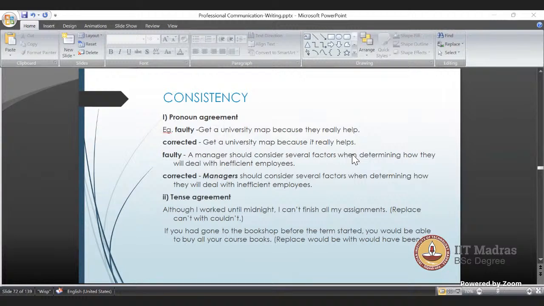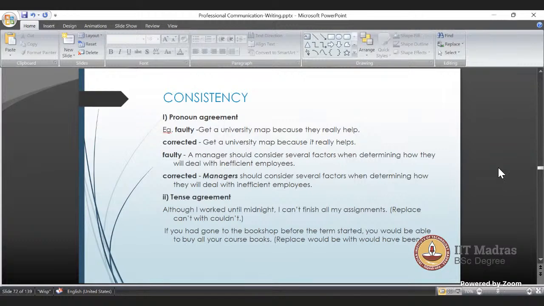Second sentence: "If you had gone to the bookshop before the term started, you would be able to buy all your course books." Okay, so the first part of the sentence is you had gone, right? That is in past perfect, which means the rest of the sentence will have to take the past perfect form. But what you have instead is you would be, right? So that's a simple past. You will have to change that to would have been, right? Simple thing. So pronoun and tense consistency will definitely have to be looked into while you are framing sentences to achieve the preferred style.